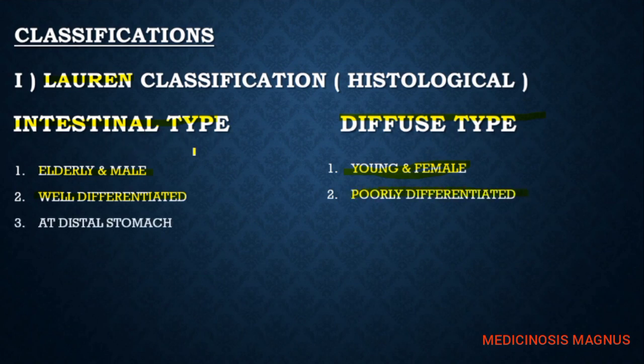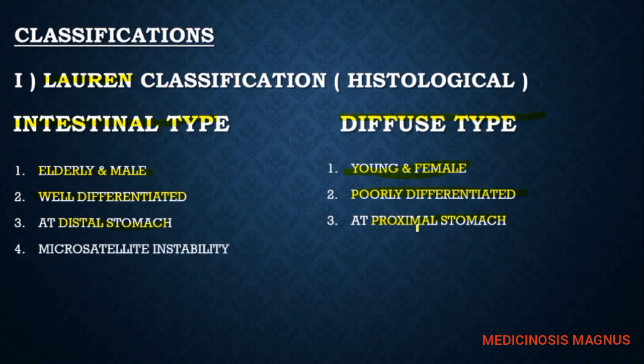Then, intestinal type stomach cancers usually occur at the distal stomach, mostly in the antrum, the most common site of cancer, or in the pylorus, but diffuse type are usually seen in the proximal stomach, that is at the fundus. Then at the genetic level, intestinal type has microsatellite instability. Then the diffuse type has E-cadherin deficiency. E-cadherin is what usually holds two cells together. When there is deficiency, these cells are not held together, so they can be poorly differentiated.